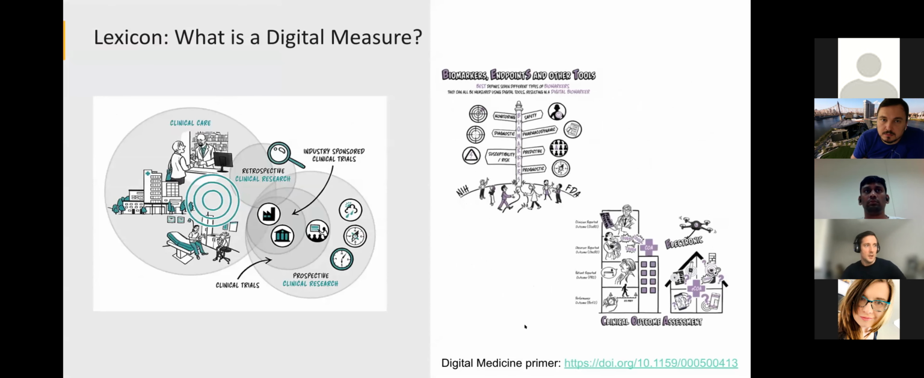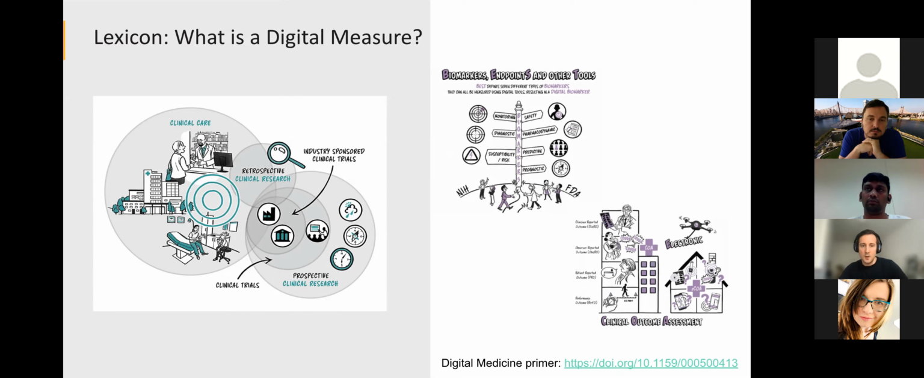And so the paper really starts out with just a very simple lexicon, really just trying to get everybody speaking the same language. And so we talk a little bit about the settings in which digital measures are used and developed, where the different use cases will get their validation data from, and the different validation paths open to them.